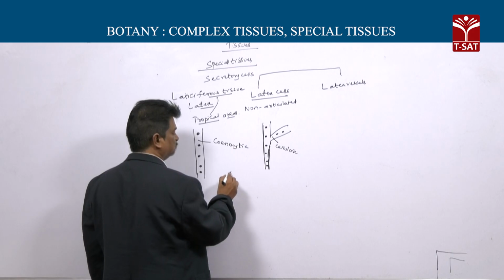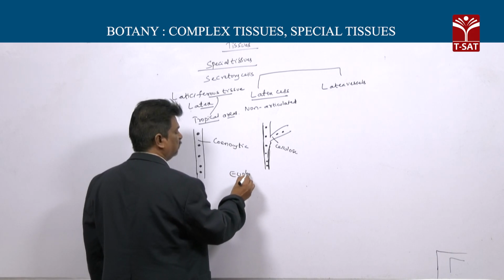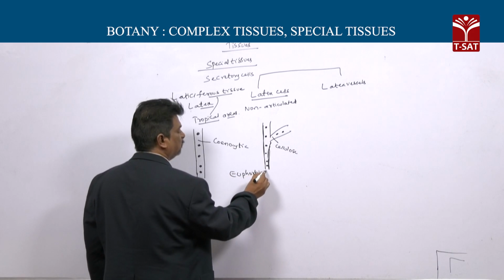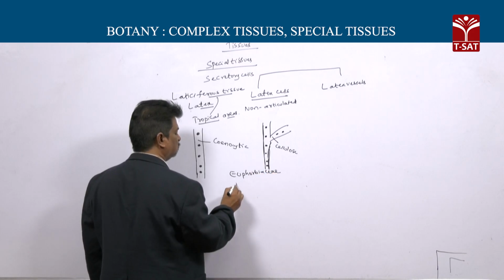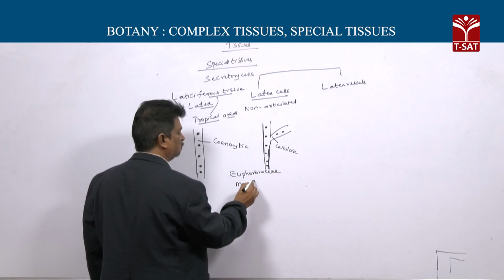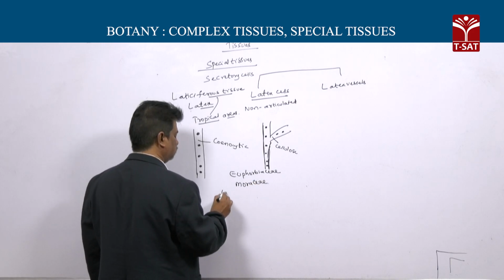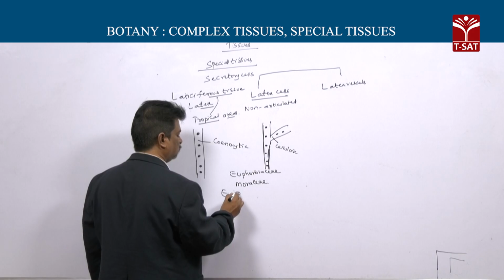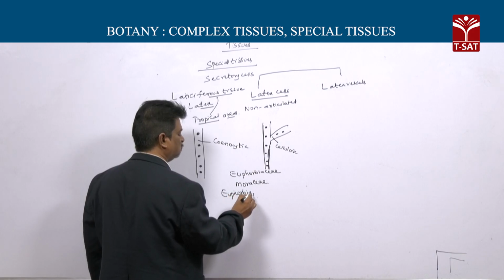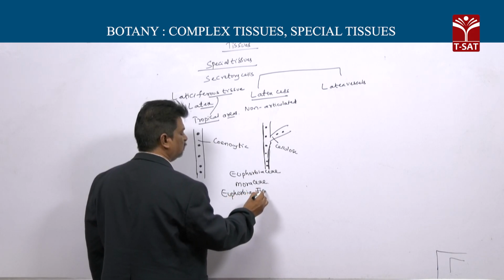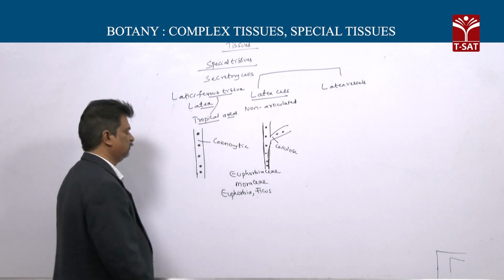Latex cells are found in some plants and also others. Example: ficus.